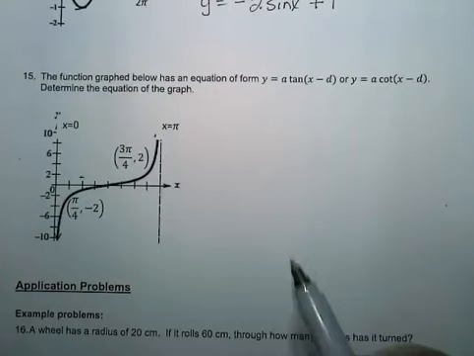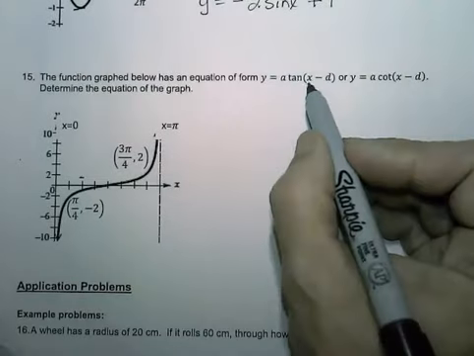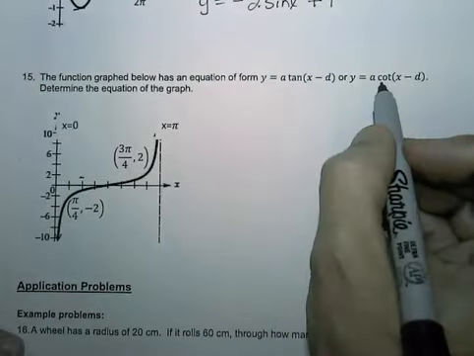Now let's look at this one. This says that it's either a tangent or a cotangent graph. We do have a phase shift because there's a -d in there, and it's also possible that there might be a vertical stretch because of the A on the outside. So first let's figure out whether this is a tangent or a cotangent graph. It's going to be a tangent graph since it's increasing.